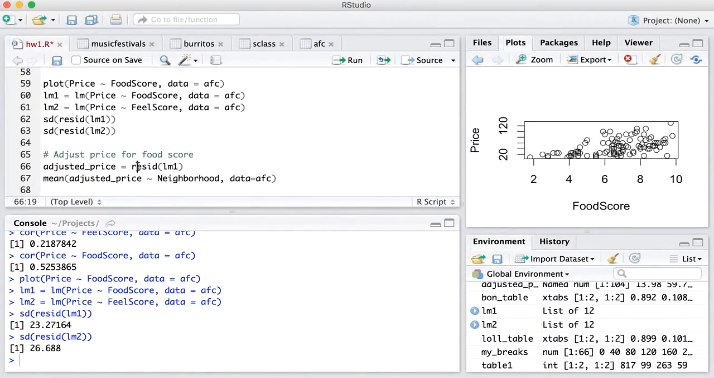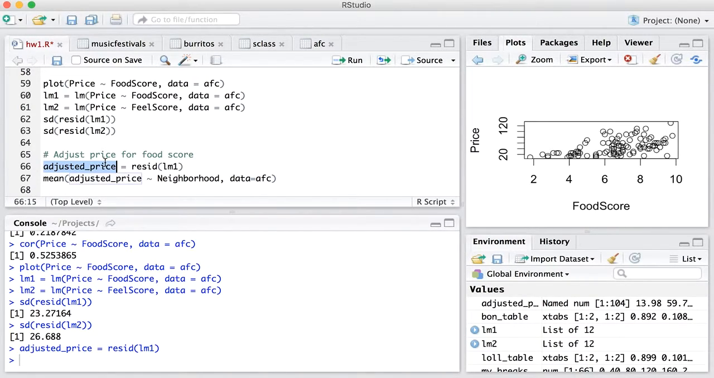mechanism for adjusting the price by the food score. In other words, to try to adjust for the systematic effects that exist between restaurants wherein the ones that make better food are going to tend to be more expensive. So a simple way to do that is to take the residuals from this first regression model up here, where we regress price on food score. So what's left over here? Well, our interpretation of the residual here is price adjusted for food score, the part of price that cannot be explained anymore by the quality of the food. So let's extract those residuals and store them in this variable called adjusted price.